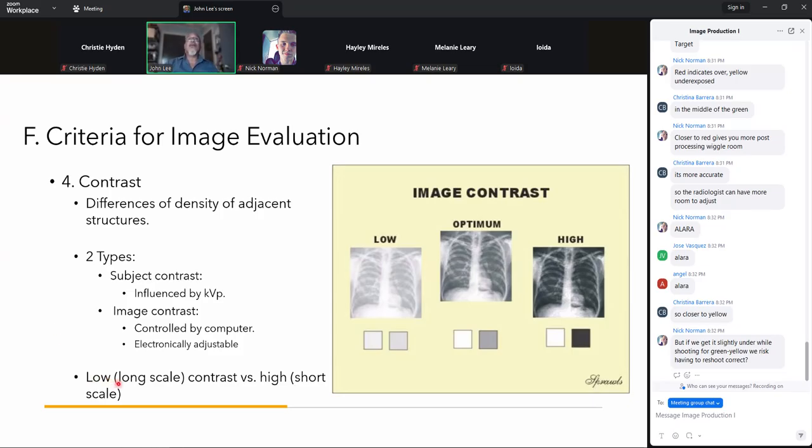Long scale or low contrast is a long scale. Keep your L's together. High contrast is a short scale. A long scale means there are a lot of shades of gray between black and white. A short scale means there are very few shades of gray between black and white.